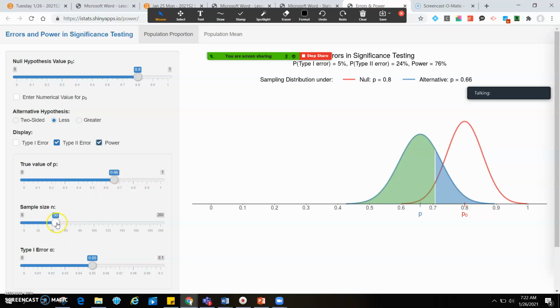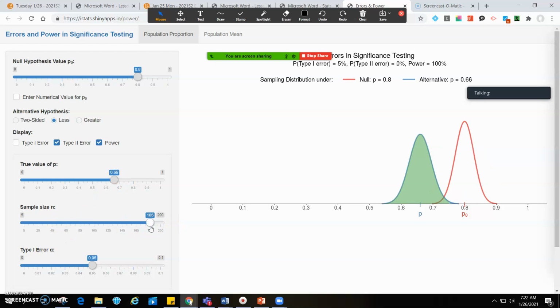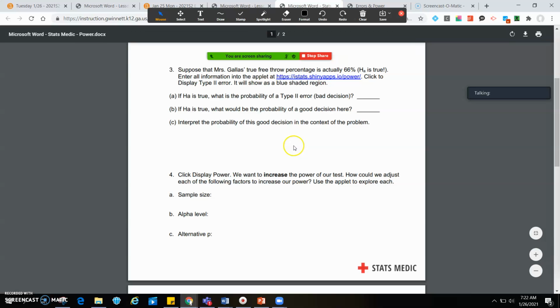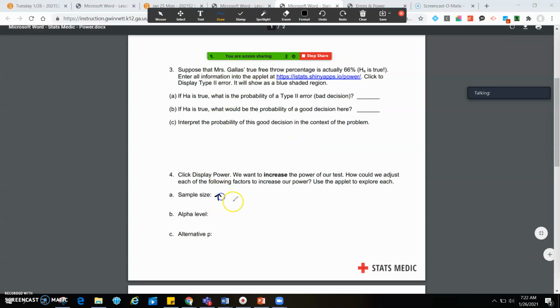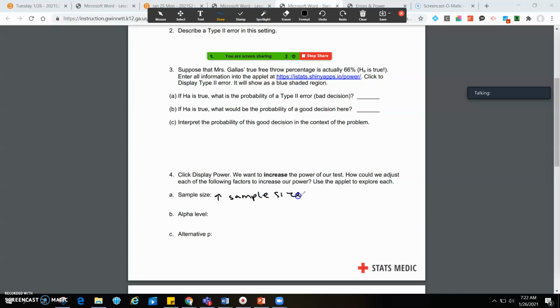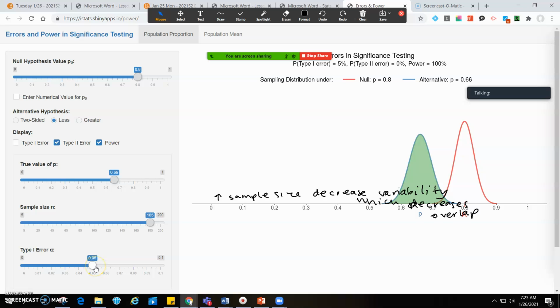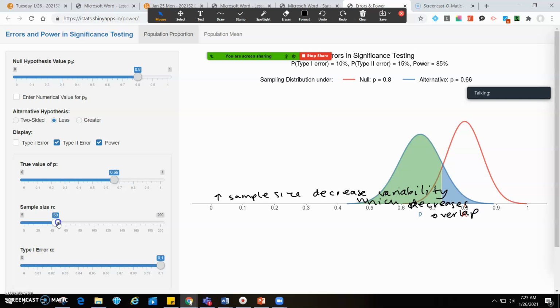Okay, so we increase the sample size. What happens? Increasing sample size decreases variability, which decreases the overlap. Come back over here. Increase sample size, decrease variability, which decreases overlap. Okay, let's go back. Now let's look at the alpha level. So if we increase the alpha level, really didn't do much. So let's go back to sample size of 50 so we can see a little bit more.